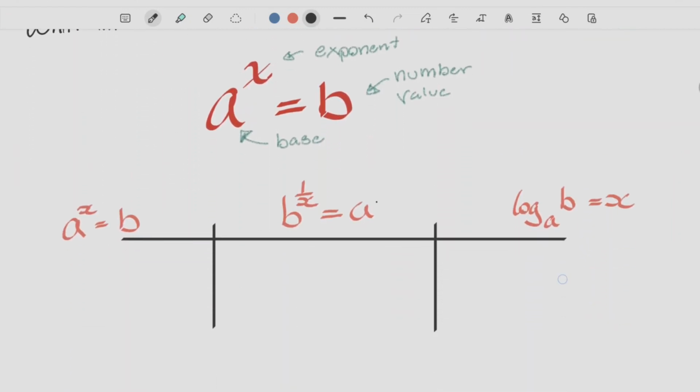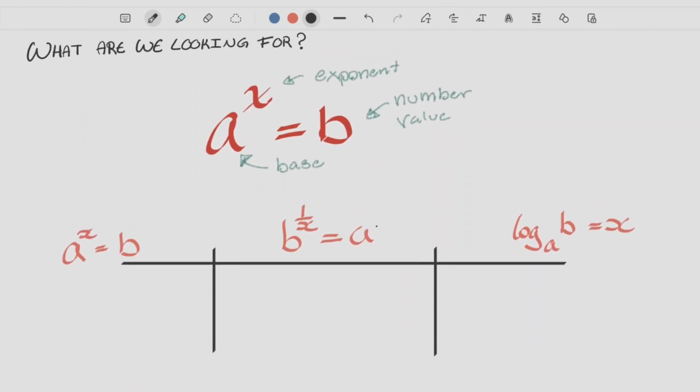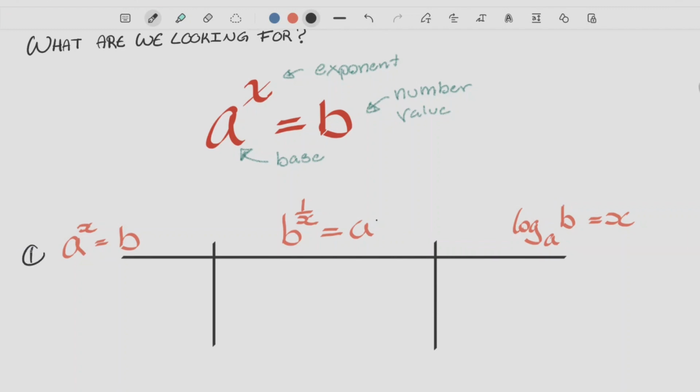So just to clarify the distinction, let's clarify what we're looking for, right? Because it's a math problem, solving for a quantity. So what quantity do we care about in each scenario? Scenario number 1, we care about what's left by itself. In this case, we care about the number value. When taking the power, we just want to find this b.